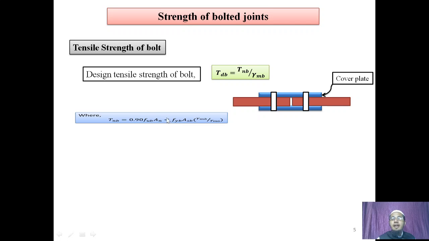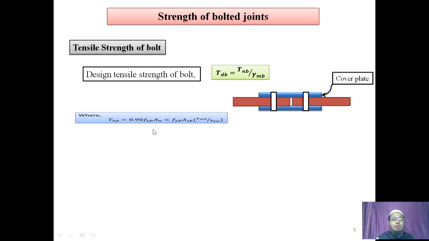Now what is this An, or net cross-sectional area of the bolt, and how to find it? So where will we find the net area? We will find it where the threaded portion is, at the root of the threaded portion of the bolt shank, and generally we take An as 0.78 times the gross cross-sectional area of the bolt shank.